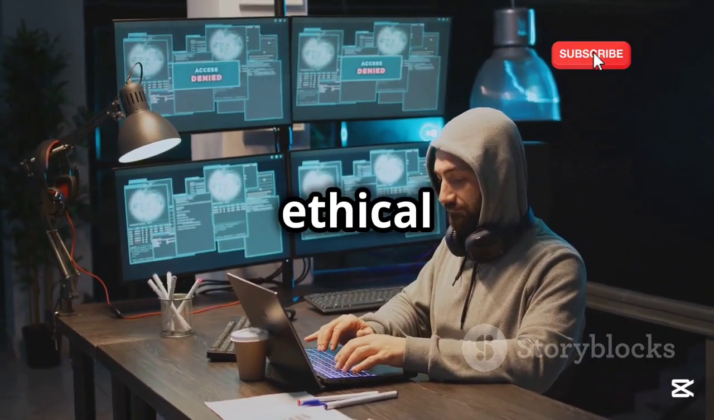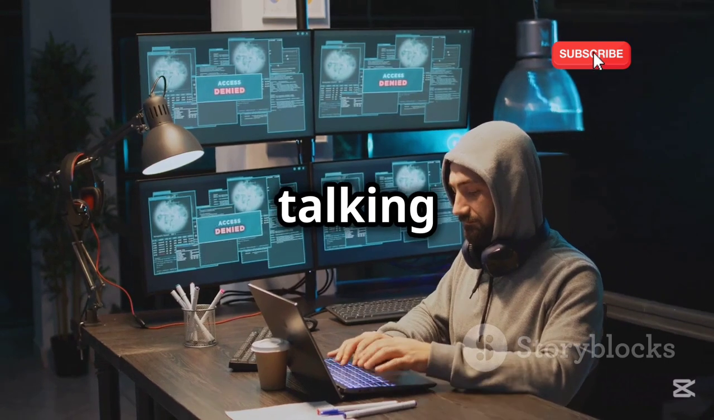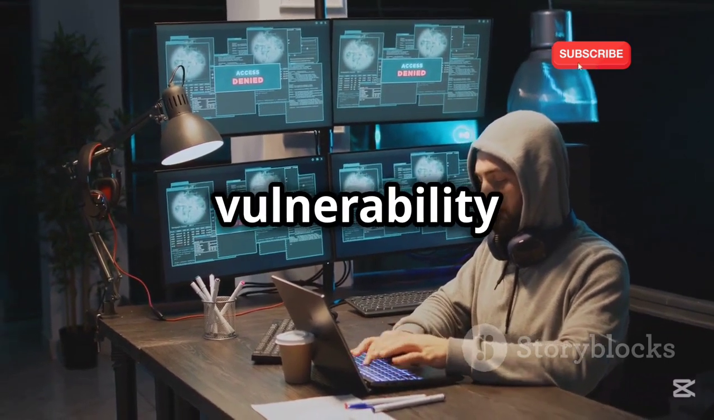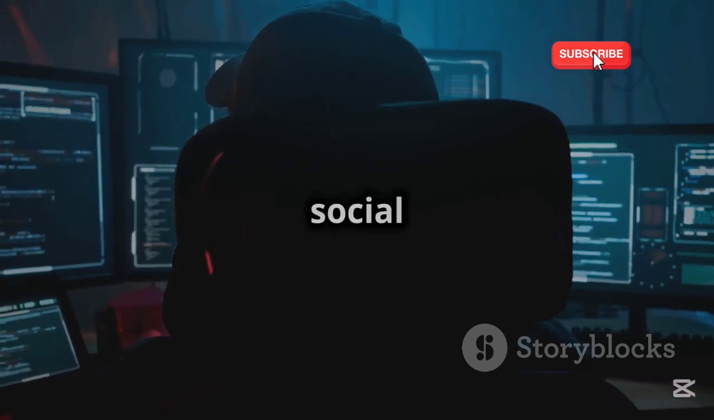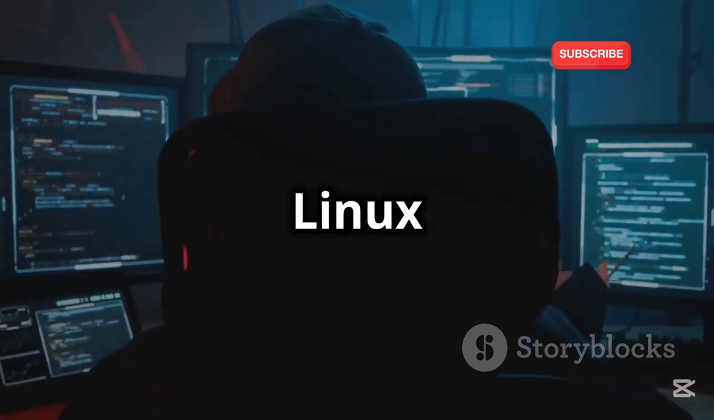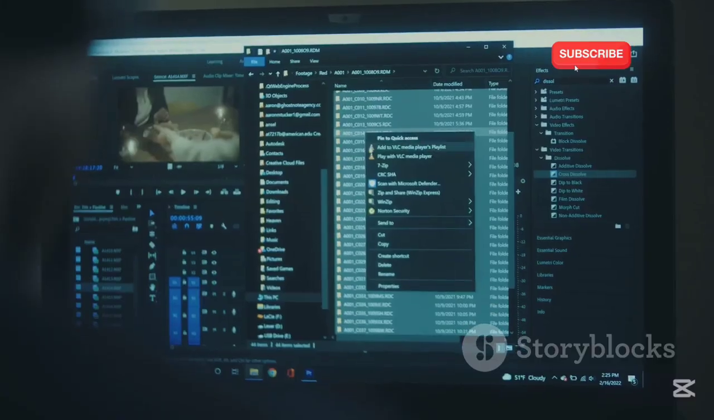Ever wondered how ethical hackers use Kali Linux to test social media security? We're talking penetration testing, vulnerability analysis, the works. So today we're diving into the top 10 social media hacking tools in Kali Linux that every cybersecurity enthusiast should know about. Let's get started.